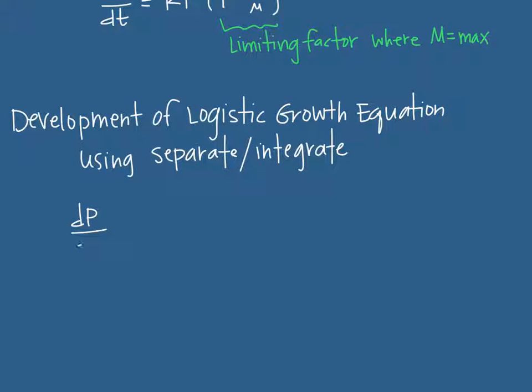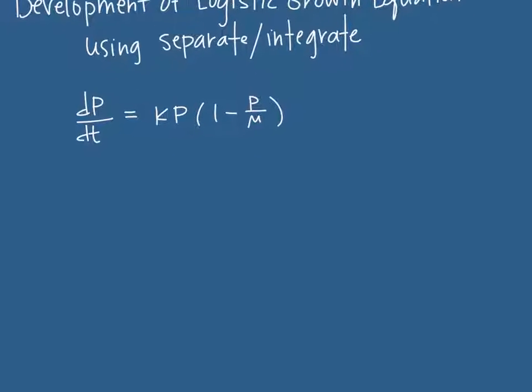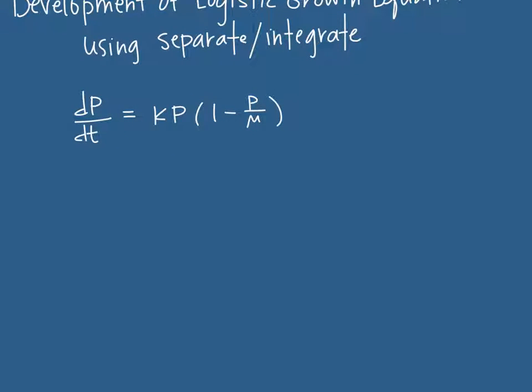So we've got dP over dt equals kP times 1 minus P over M. All right, when I separate that, what goes where? What has to be on the left side and what has to be on the right? Okay, and so dP would be over the P, and it would also be over the 1 minus P over M. The other side would be the k dt.